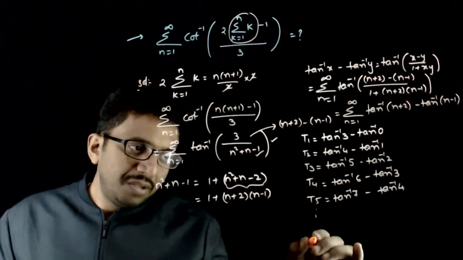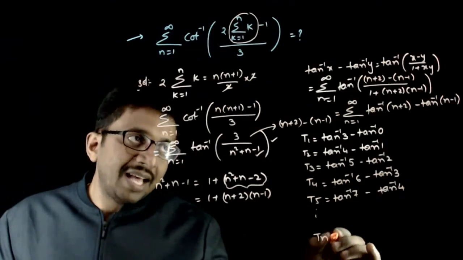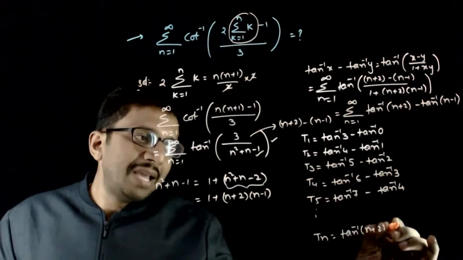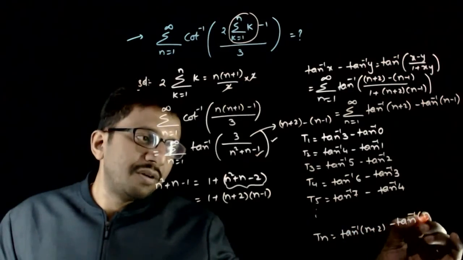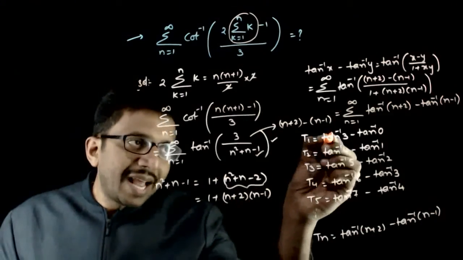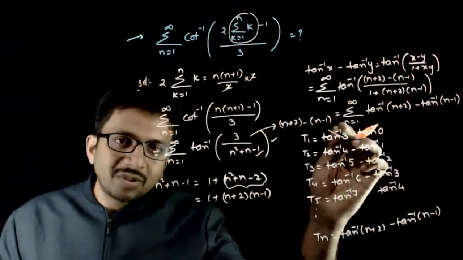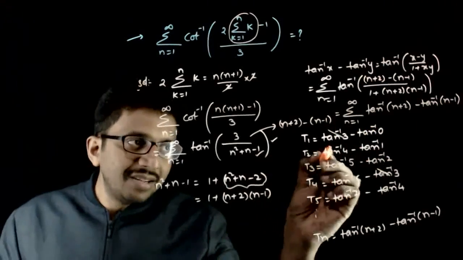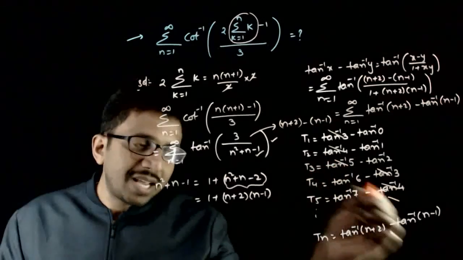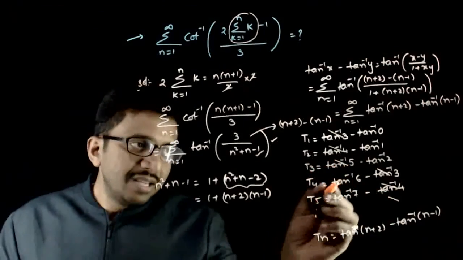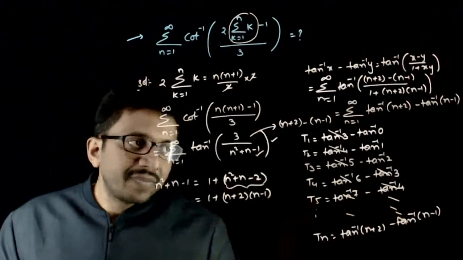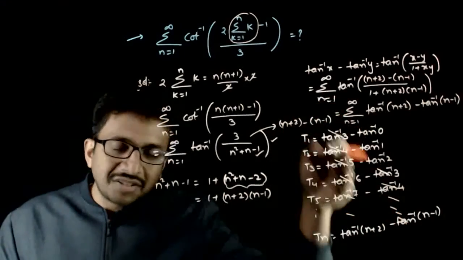So as you go, you get Tn as tan inverse of n plus 2 minus tan inverse of n minus 1. So now do you see that you get cancellation after 3 terms? So tan inverse 3 minus tan inverse 3 get cancelled. Tan inverse 4 minus tan inverse 4. So if you write the next term, tan inverse 5 minus tan inverse 5 gets cancelled. So on, things get cancelled like this.